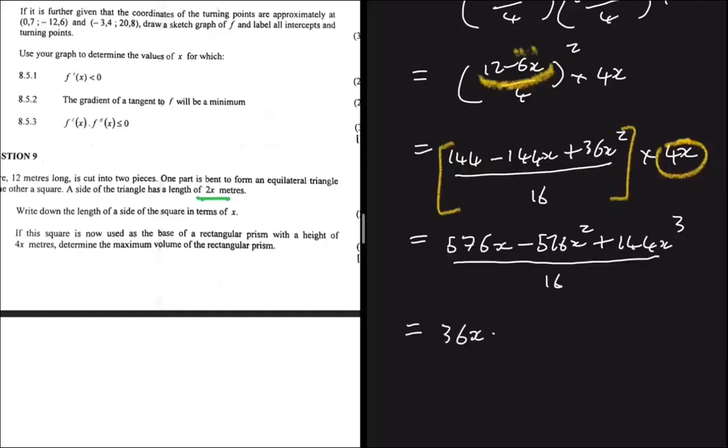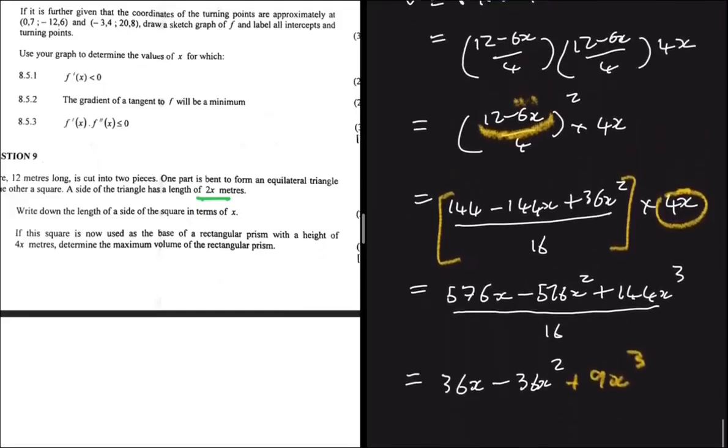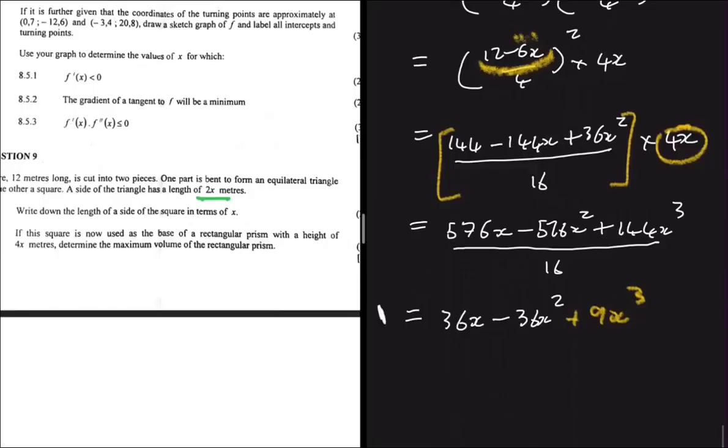36x minus 36x squared in the middle term. And then the last term we have 144 divided by 16. Oh, not 36, but 16 divided by 16. That will be plus 9x to the power 3. Right, so this is our volume.